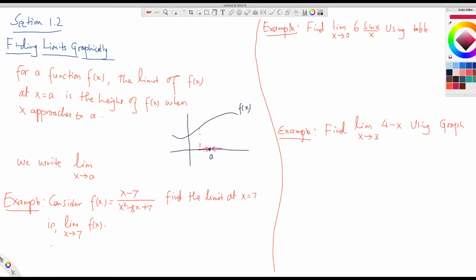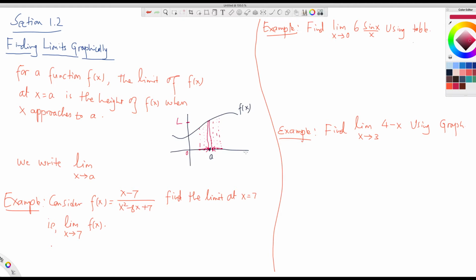At this point the height is that. At this point the height is this. And similarly, if you get close to A from the right side, at this point the height is this one, at this point that. So when you get very close to A from the left and the right side, did you see that? The height of the function is close to that number L. Suppose that height is L.